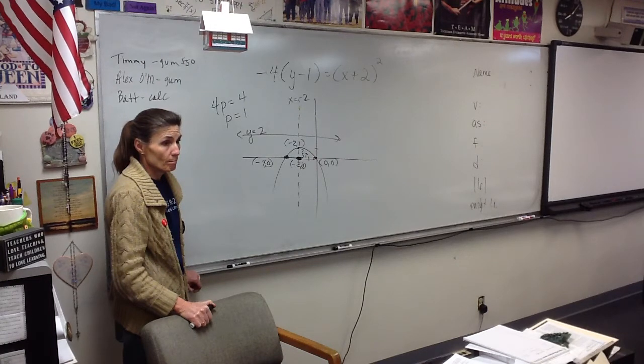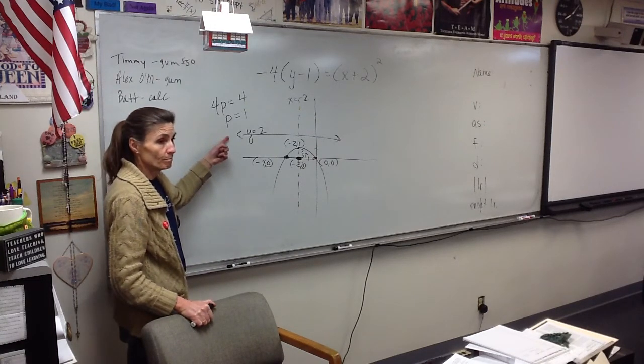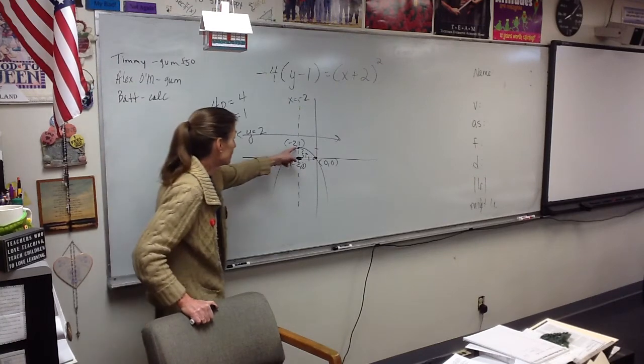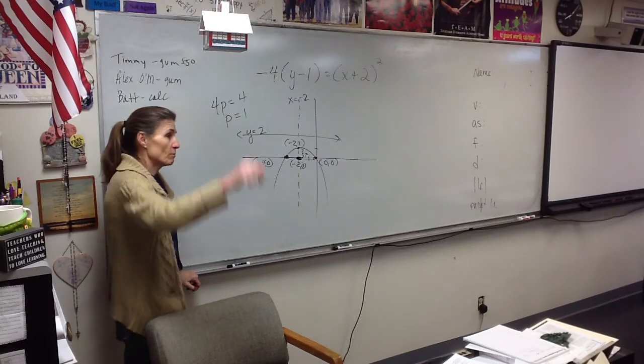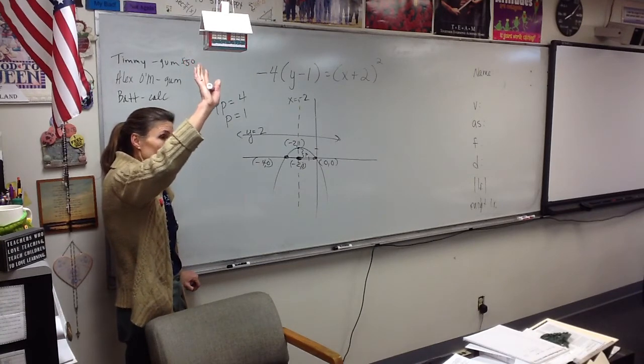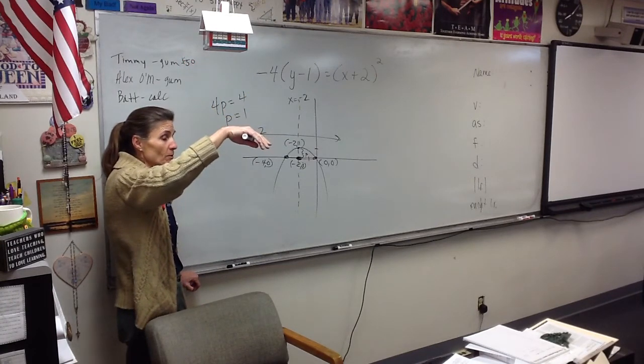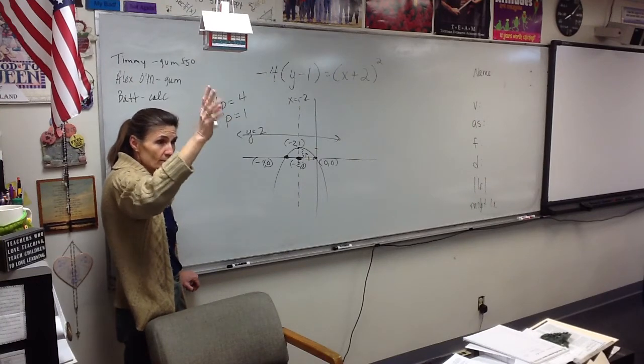Vertex is y equals 2. Because you went up 1 from the vertex. How many perfect papers? Okay, if you didn't get a perfect paper, have you figured out what you did wrong?